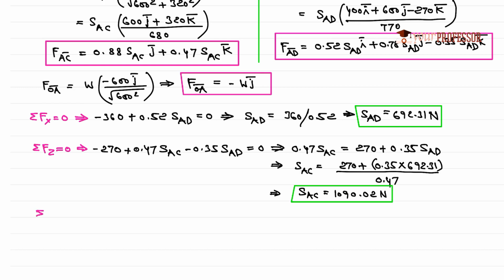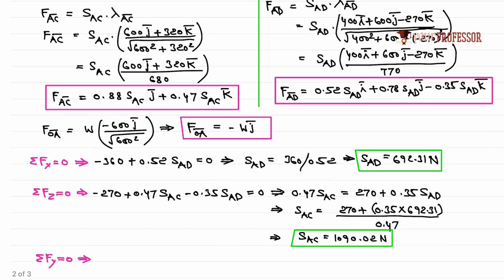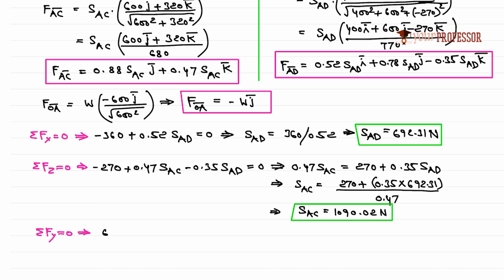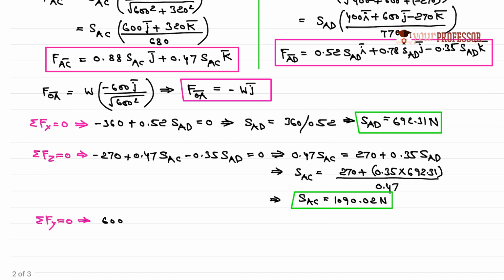Let's use another equation, sigma Fy equal to 0. When we consider this equation, we need to consider the coefficients of J bar in each and every force vector. When we consider FAB bar, it is 600. I am writing 600 here. When we consider FAC bar, the coefficient of J bar is 0.88 SAC. When we consider FAD bar, the coefficient of J bar is 0.78 SAD. And when we consider FOA bar, it is minus W, which will be equal to 0.